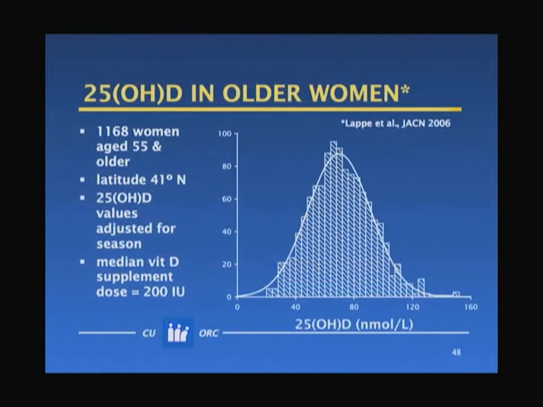Now, I do want to show you where we stand right now. This is a frequency distribution for serum 25-hydroxy-D in a semi-rural population in eastern Nebraska, and it's nearly 1,200 women, as you see here.